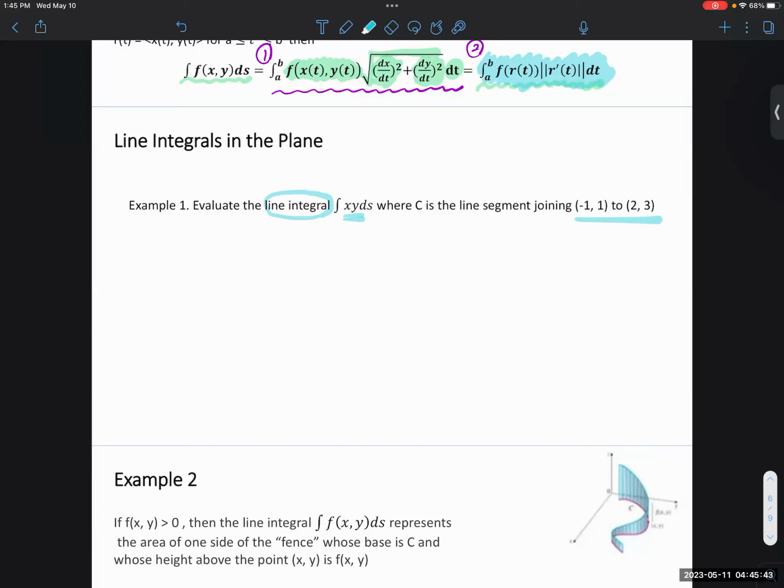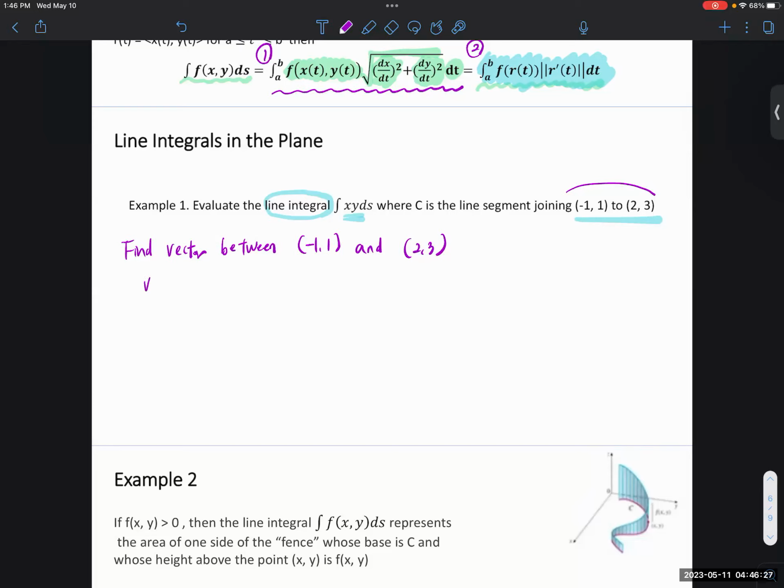So step one, we're going to do this step by step. There is a line joining (-1, 1) and (2, 3) in the space, but we are not sure whether this is a straight line or a curvy line. We don't know. So the best way to find out the direction of those two points is to calculate the vector between (-1, 1) and (2, 3).